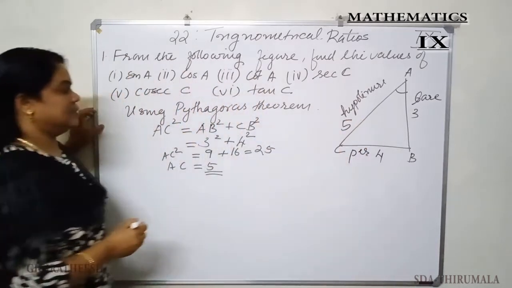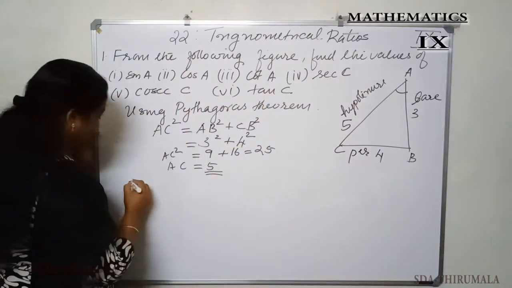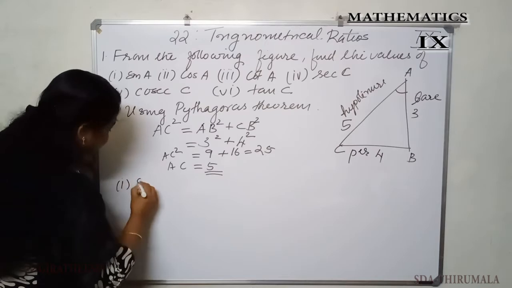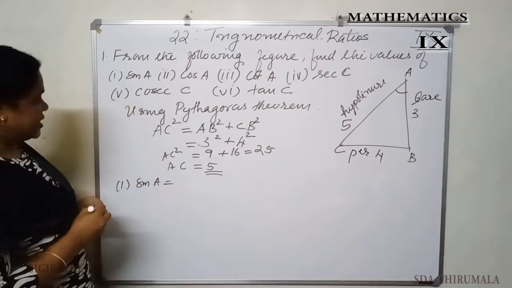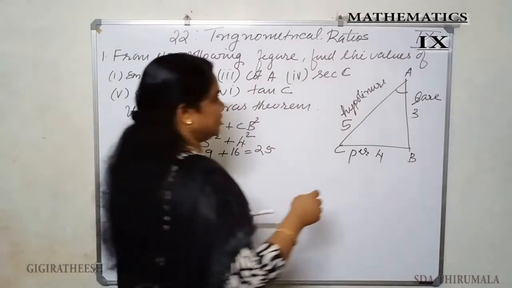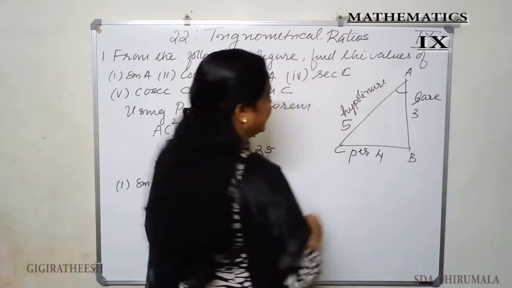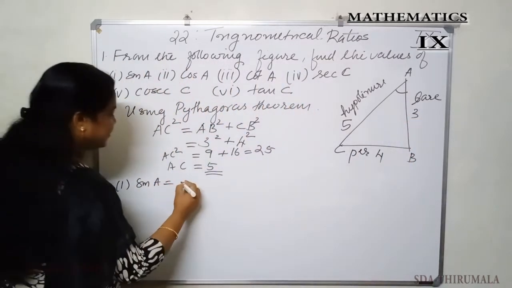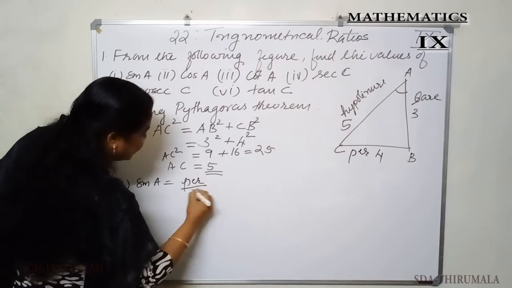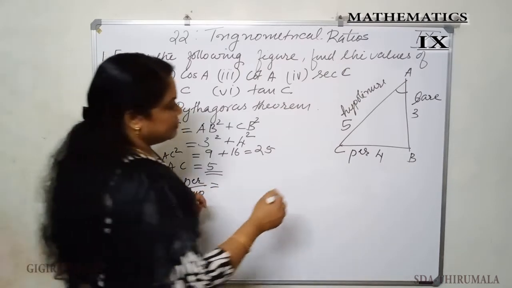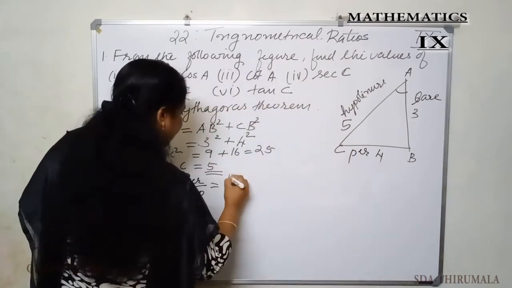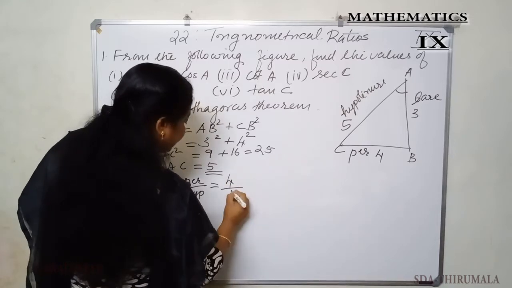From this we can calculate the ratios. First question is sin A. We know that sin A is equal to perpendicular by hypotenuse. What is the perpendicular here? Perpendicular is 4, and the hypotenuse is 5, so sin A is 4 by 5.